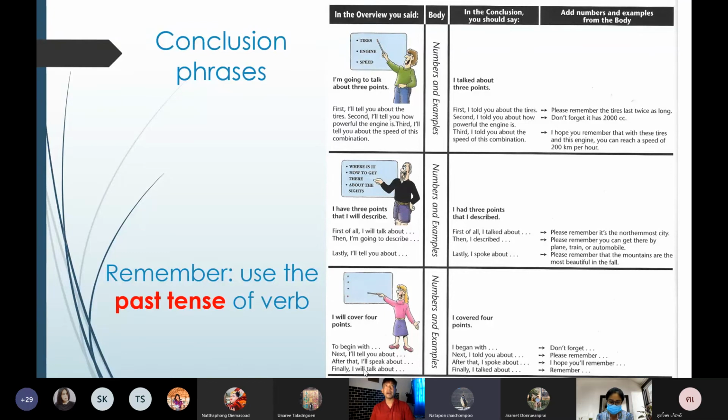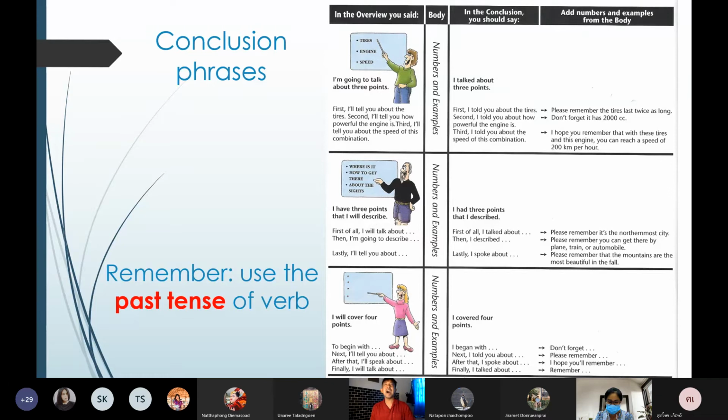Okay, for example, we have the topic RMUTL is a good university. Can you still remember? Okay, so I will do the conclusion. For example, I talked about 3 points. First, I told you about RMUTL being friendly. Don't forget, everybody may know each other. Second, I told you about clean environment. Please remember, we have a lot of trees in RMUTL Pitsanulog that give off good oxygen.